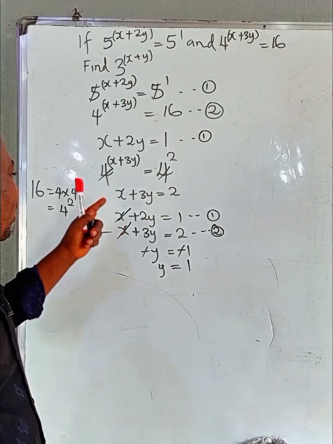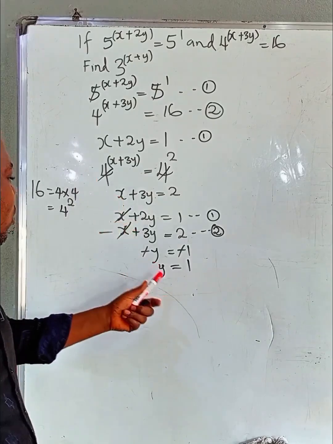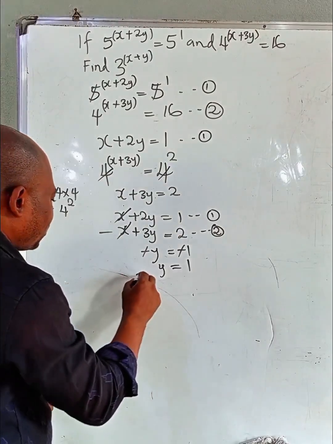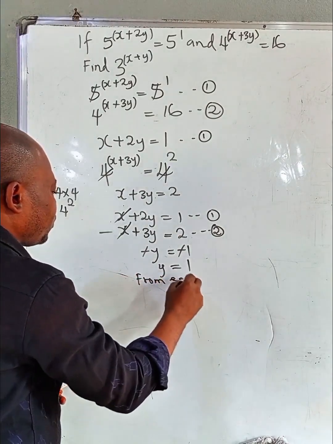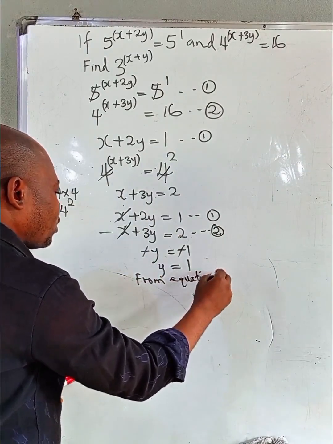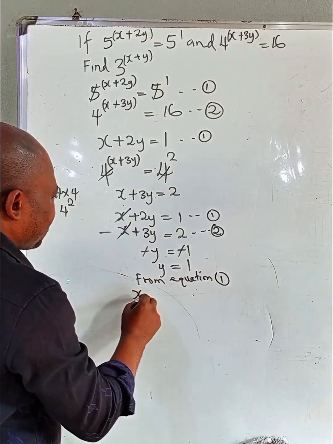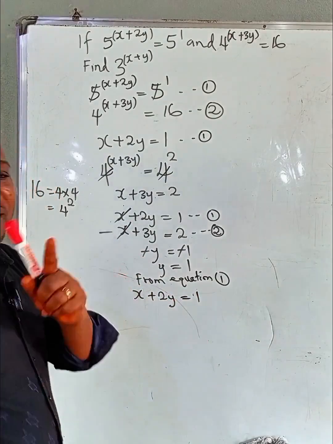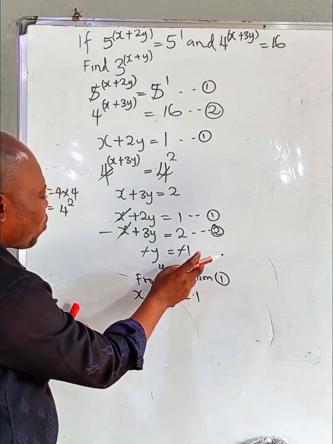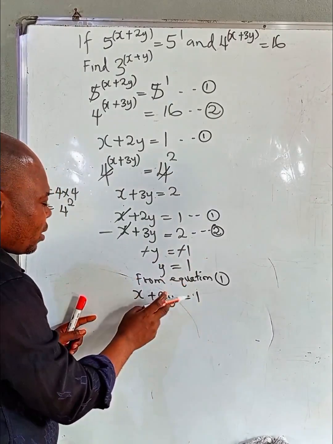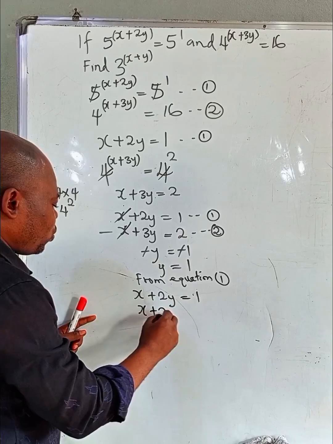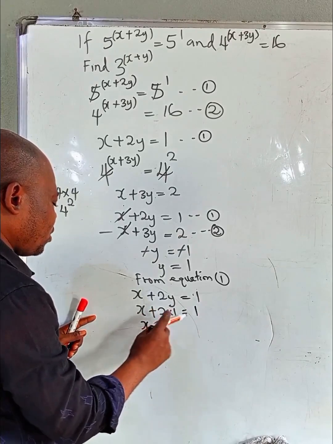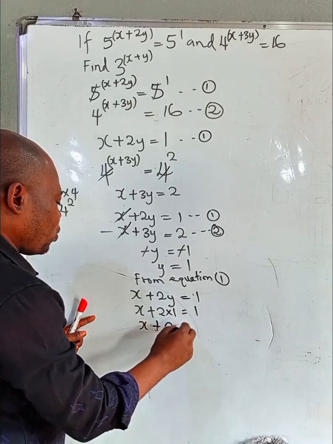Then we substitute. From equation 1, anywhere we see y, we replace it with 1 so that we get the value of x. So from equation 1, we have x + 2y = 1. When y is 1, we have x + 2 times 1 equals 1. So x + 2 equals 1.